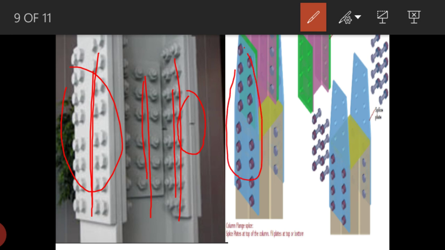Okay, so generally the questions in the exam will be asked regarding splice plates, such as write short notes on splice plates. Then you have to draw these figures and explain about the splice plates.